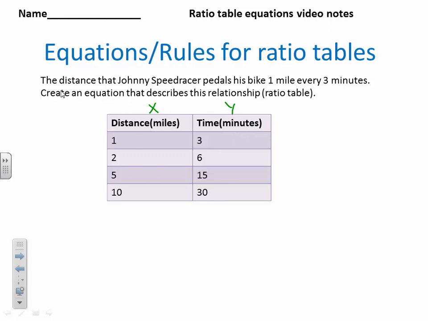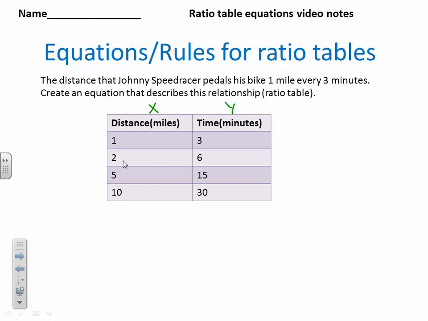So here's just an example of what this could be. It says the distance that Johnny Speed Racer pedals his bike is 1 mile every 3 minutes. Create an equation that describes this relationship. Okay, we're using the ratio table. So how do I get from 1 to 3? Well, I think we would all agree that 1 times 3 gets us 3, right?